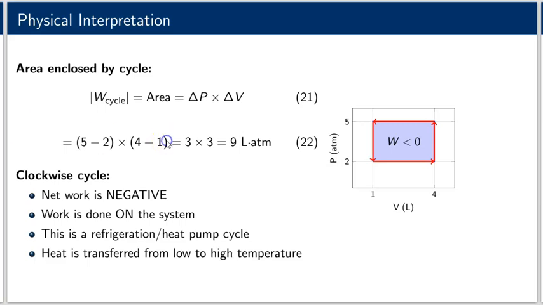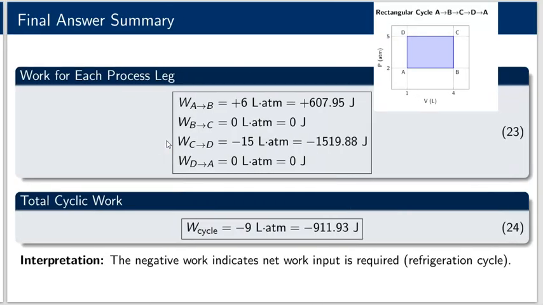So finally, here is the answer. Work for each leg: we got plus 6 liter atm, that is 607.95 joule positive. W_BC is 0, W_CD is minus 15 liter atmosphere, that is minus 1519.88 joule. So total cyclic work is negative. As an interpretation, negative work indicates net work input is required, that is a refrigeration cycle.